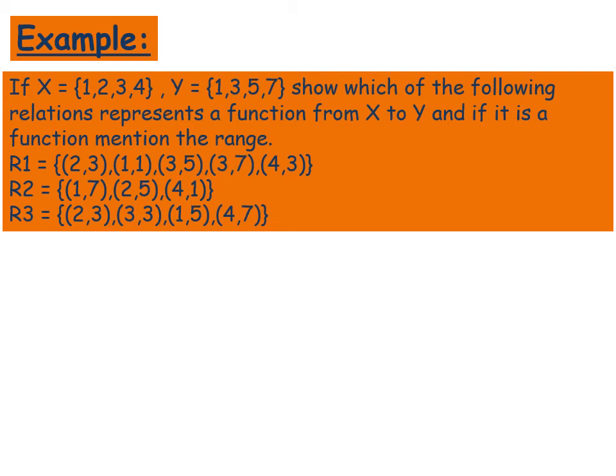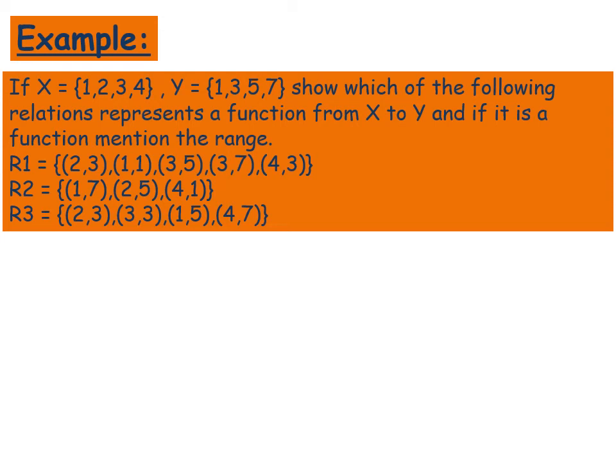If x equals 1, 2, 3, 4 and y equals 1, 3, 5, 7, show which of the following relations represents a function from x to y. And if it is a function, mention the range. So I will check every relation of these three relations and want to show if it's a function or not. To judge on the relation if it is a function or not, I have two conditions.